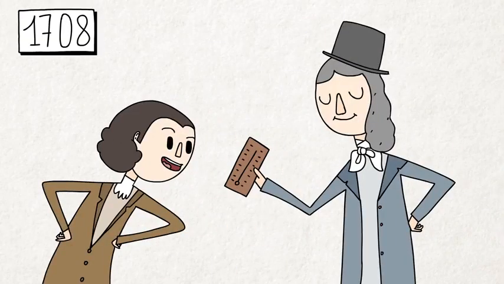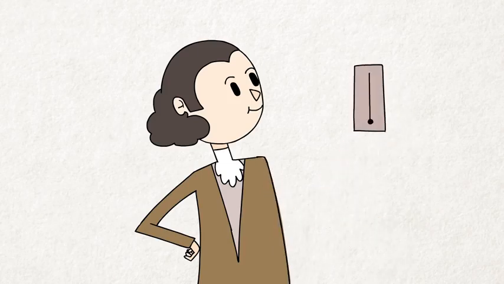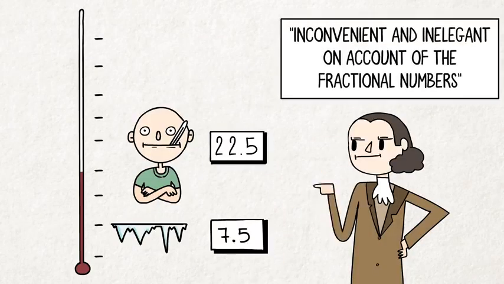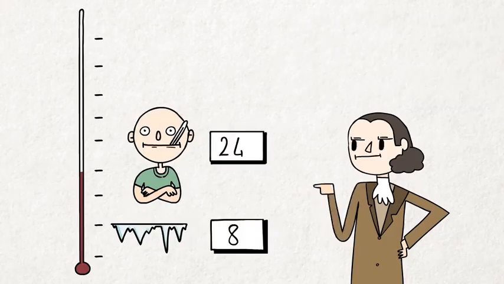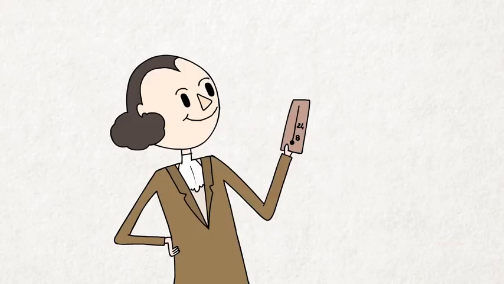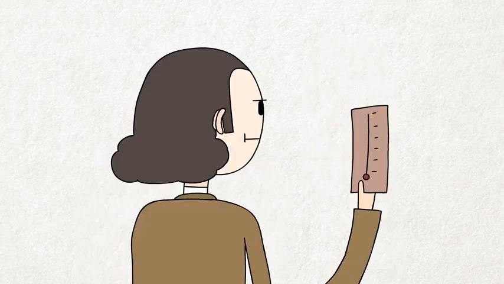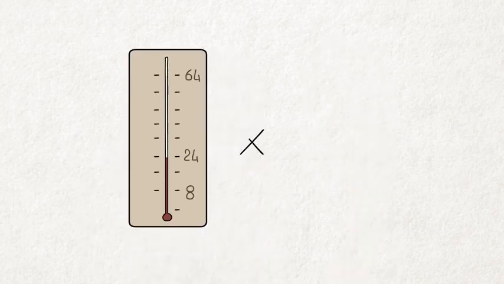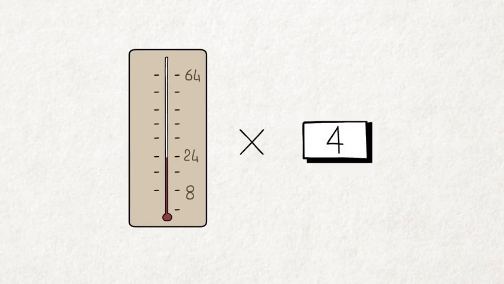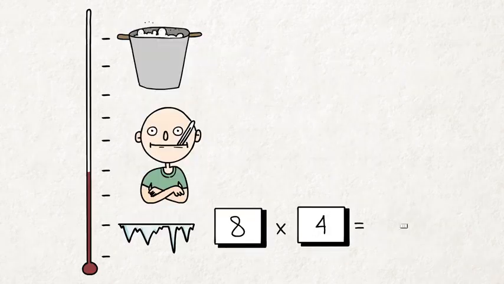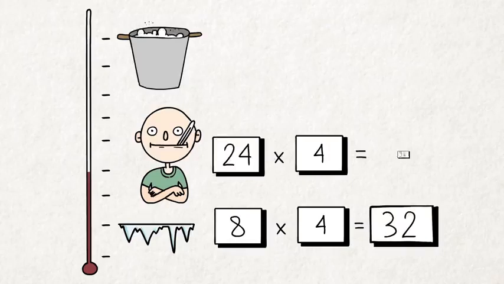So at their meeting in 1708, Fahrenheit learned of Romer's temperature scale and adopted it as his own, adjusting it slightly because he found it inconvenient and inelegant on account of the fractional numbers. So he scaled them up to 8 and 24. And this is the original Fahrenheit scale. He produced thermometers for some time using this scale, but then at some later point, Fahrenheit multiplied all numbers on his scale by 4, setting freezing point to the now familiar 32 and body temperature to 96.